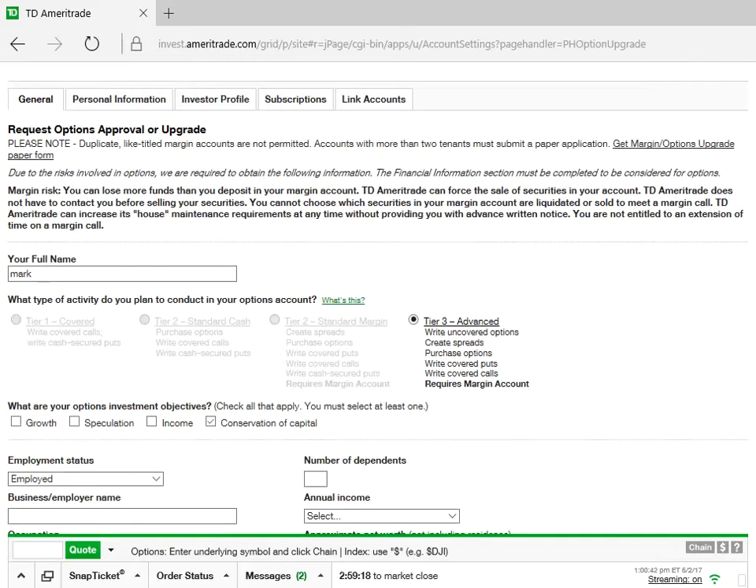So when you get level 1, that gives you the ability to write covered calls and write cash secured puts. Okay, so level 1, what is writing covered calls and writing cash secured puts? First thing, do not get tripped up by that word write.